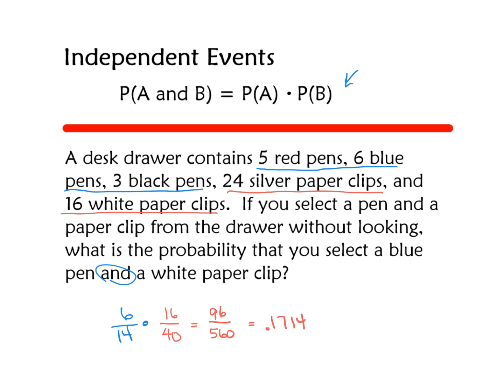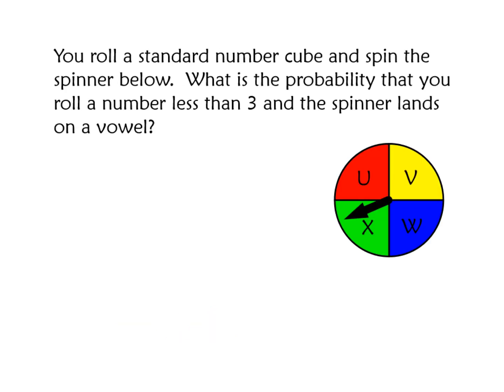All right, next example. You roll a standard number cube and spin the spinner below. What's the probability that you roll a number less than 3 and the spinner lands on a vowel? Let's deal with the number cube first. That's 1 through 6. What's the probability that you roll a number less than 3? Well, that's just 1 and 2. 1 and 2 are the only numbers less than 3. So that's 2 out of 6 possibilities.